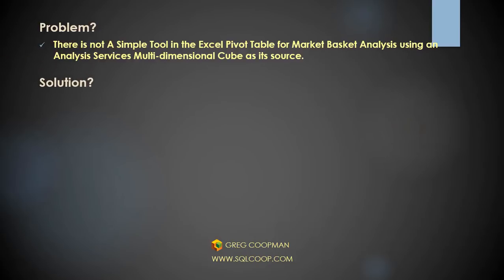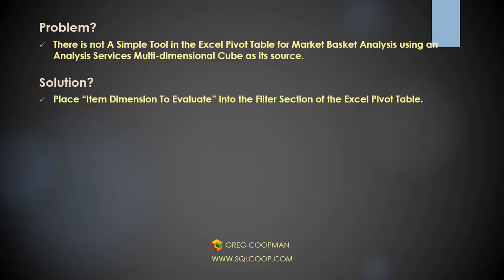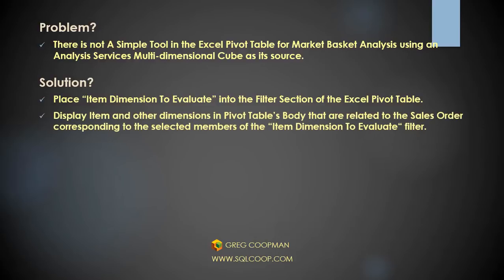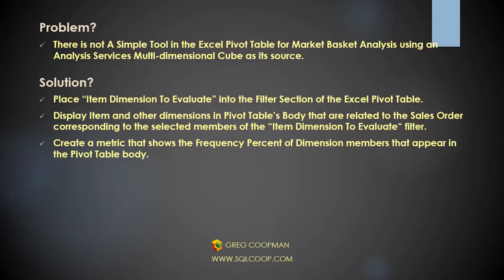Solution: place an item dimension to evaluate into the filter section of the Excel pivot table. Display item and other dimensions in the pivot table's body that are related to the sales order corresponding to the selected members of the item dimension to evaluate filter. Create a metric that shows a frequency % of dimension members that appear in the pivot table body.